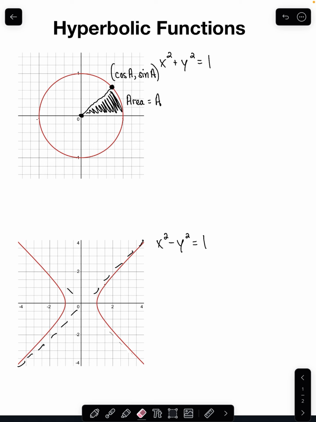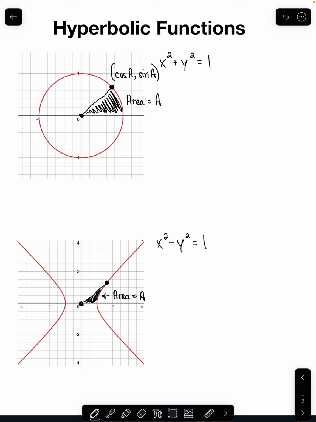Now, we can approach this in much the same way as the unit circle was approached, in terms of an angle in standard position whose terminal side is going to intercept a point on the curve, on the hyperbola. In this case, again, we can refer to not the measure of the angle, but the area of the region bound by the x-axis, the terminal side of the angle, and the hyperbola itself.